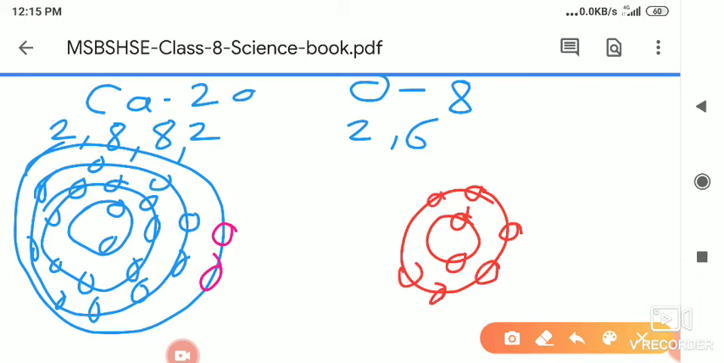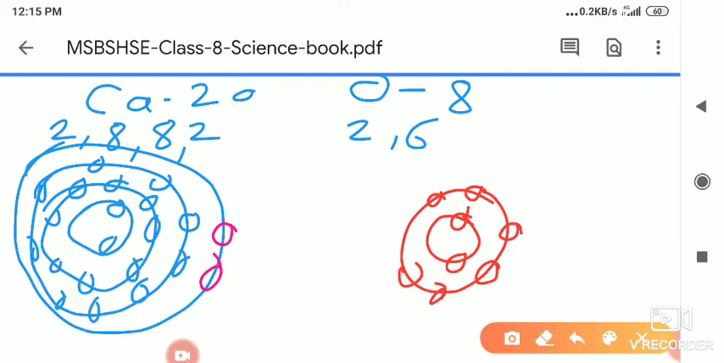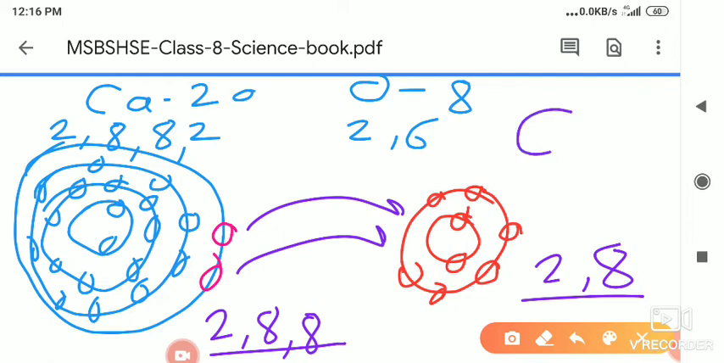To complete the octet, how many electrons does oxygen need? 2 more electrons it needs. So in the formation of the ionic bond, the calcium donates these 2 electrons to the oxygen, and due to this the electronic configuration is 2, 8, 8 here and 2, 8 here. The outermost orbits of oxygen and calcium are both complete, and due to this calcium oxide, CaO, is formed. In calcium oxide, which kind of bonding is there? Ionic bond.